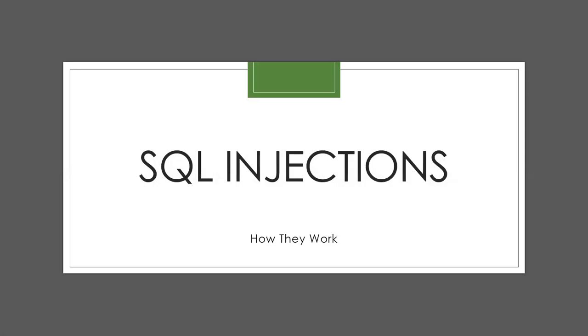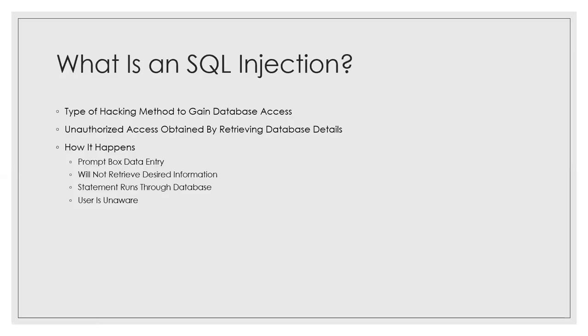So that was a little foundational knowledge about security. Let's now talk about SQL injections and how they work. Okay, so just in brief, what is a SQL injection? This is a type of hacking method to gain database access. So the primary focus here is to try to obtain access to the database.